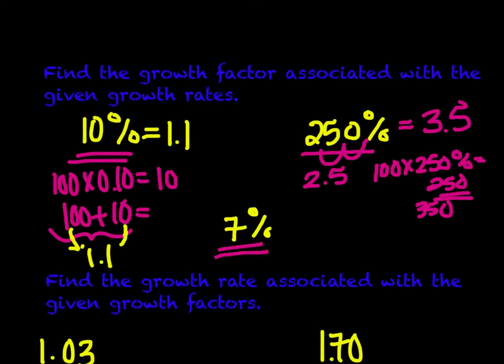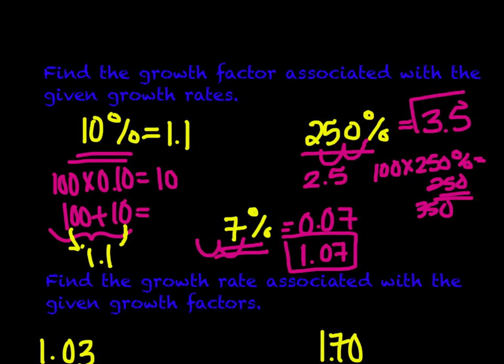Now a 7% increase. We're going to move our decimal point over. We can rewrite this as 0.07. If it's a 7% increase over our initial amount, we still have that initial amount plus another 7%. So our initial amount is represented as a 1. And then we also have our 7%. So 0.07 is our growth rate. So here's our growth factors for these given growth rates.